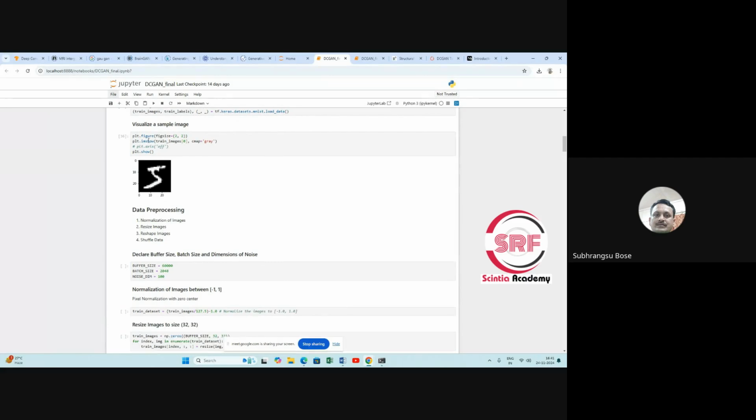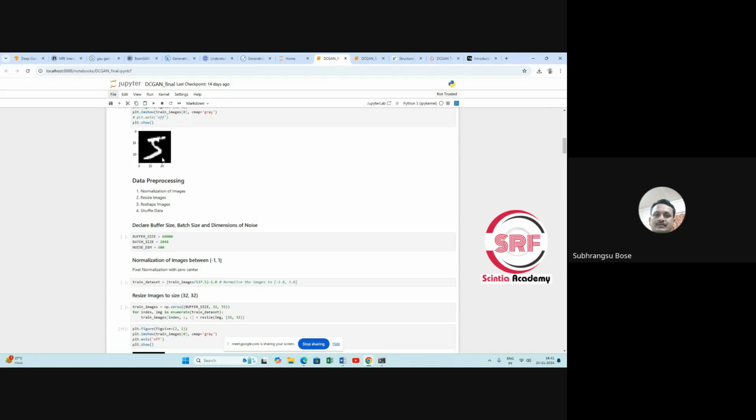Just figure size 2 by 2. imshow train images 0, grayscale, axis off, and plot. This one. This image is one of lots of images, crores of images, basically, of integers. And the image size is different.